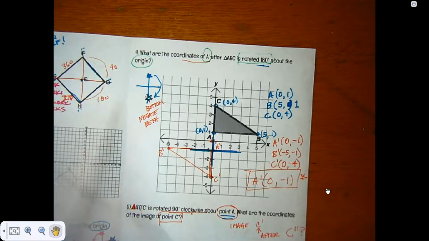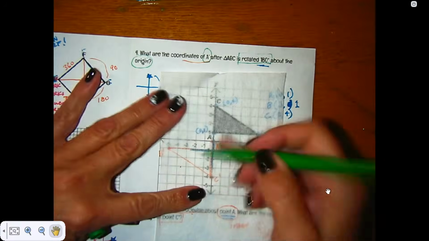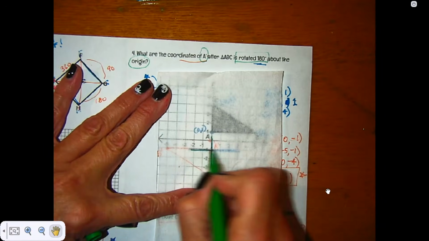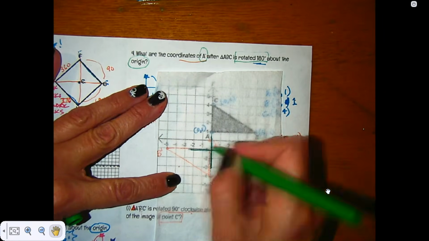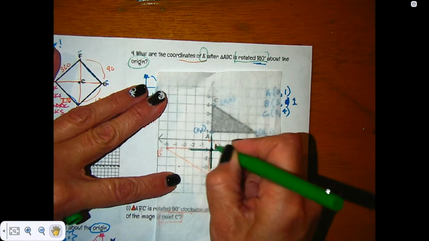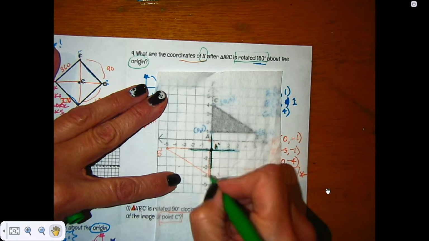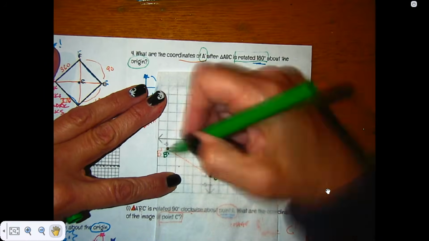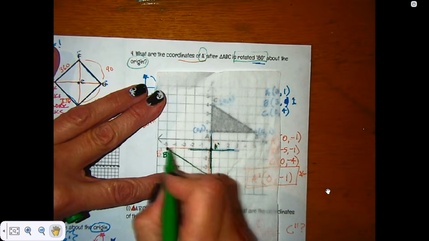Okay, so let's see if we can trace this. Let me get this green out. Okay, so here's my fake axis. I switch to green. That's my fake axis. And now I'm going to make my shape. So this is my A prime. My C prime is down here. And my B prime is over here. I'm going to make my triangle.